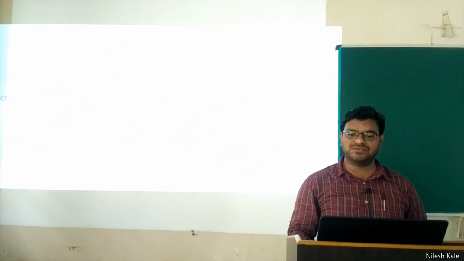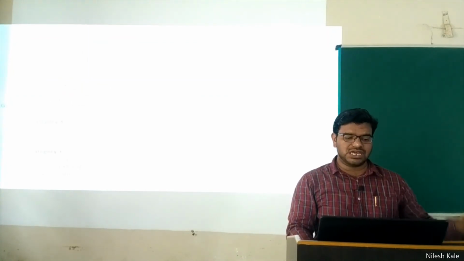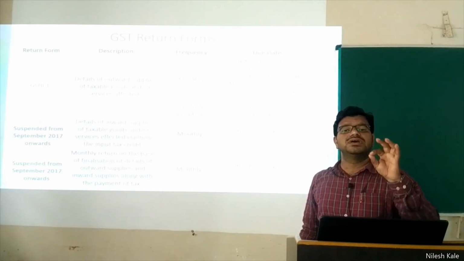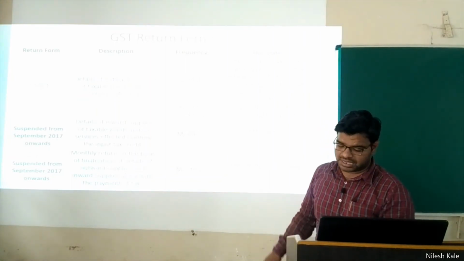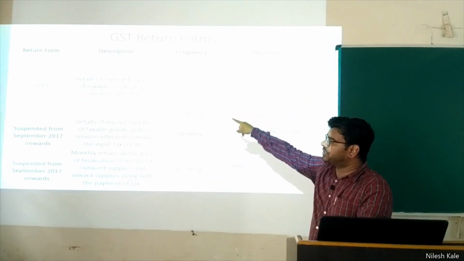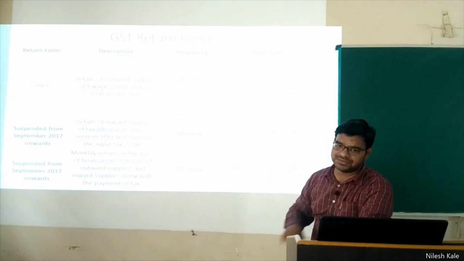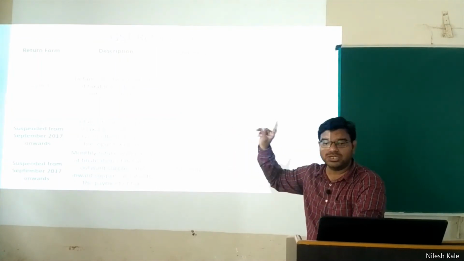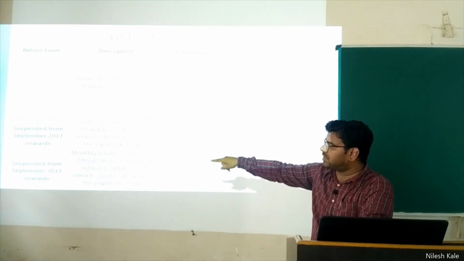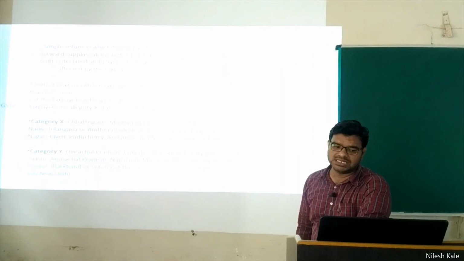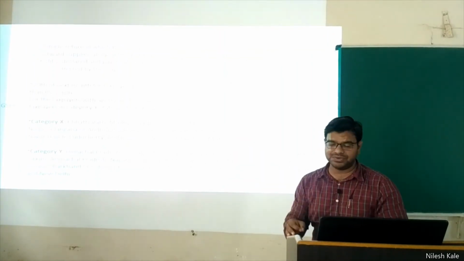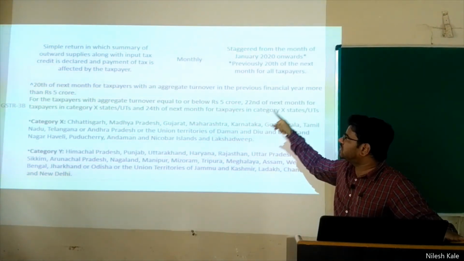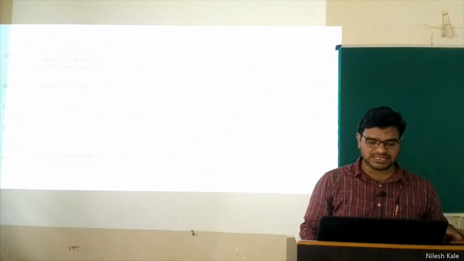These are the GSTR forms. I repeat, because this is very important: GSTR 1 is for outward supplies. GSTR 2 and 3 are scrapped. GSTR 2 was for inward supplies. GSTR 3 was for monthly supplies. GSTR 3B right now is a very essential form for GST. It should be filed every month, and the last date is 20th of the next month.